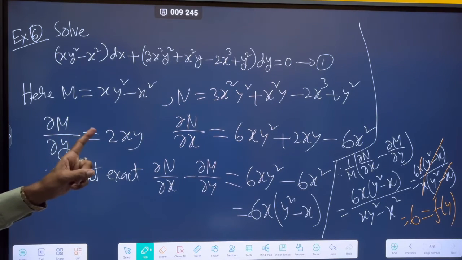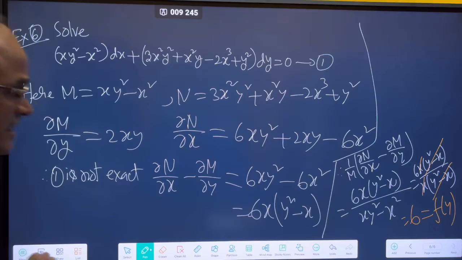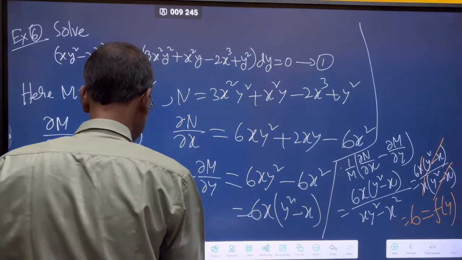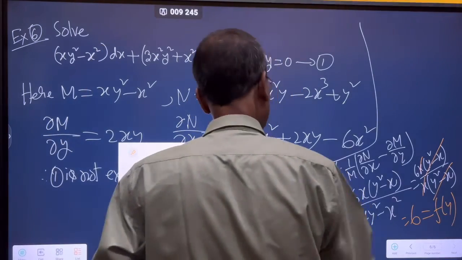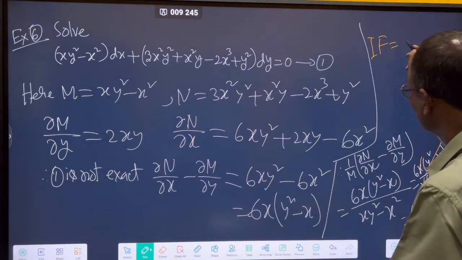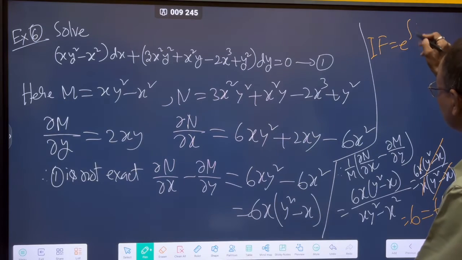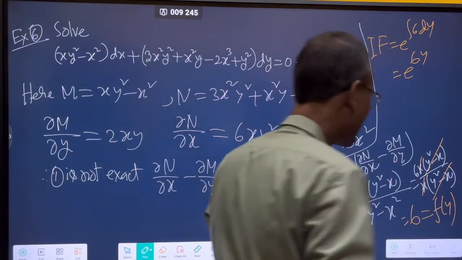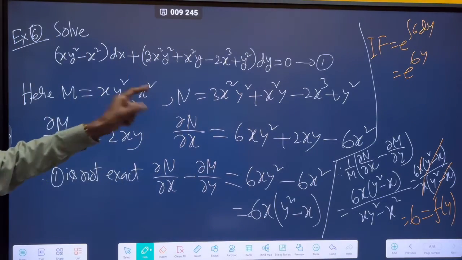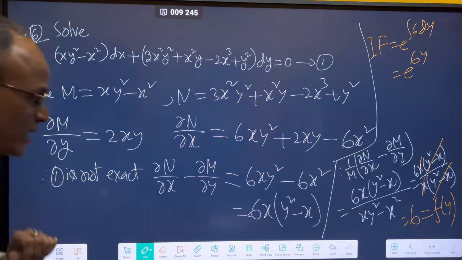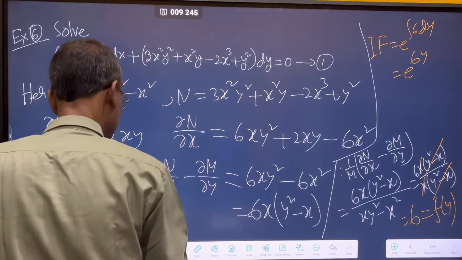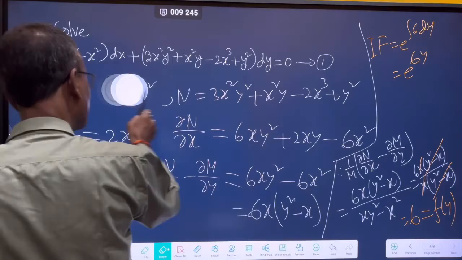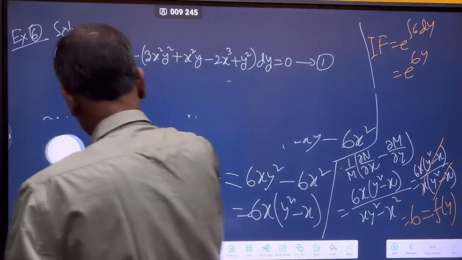Now multiply 1 by 6, therefore integrating, just find the integrating factor. Therefore the integrating factor is equal to e to the power integral 6 dy, which is equal to e to the power 6y. Now multiply by e to the power 6y.